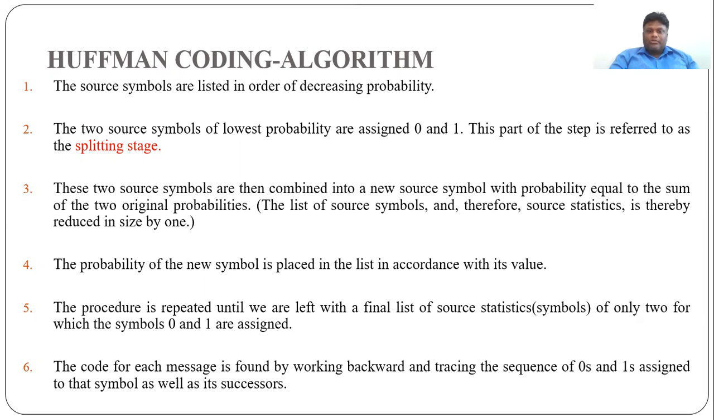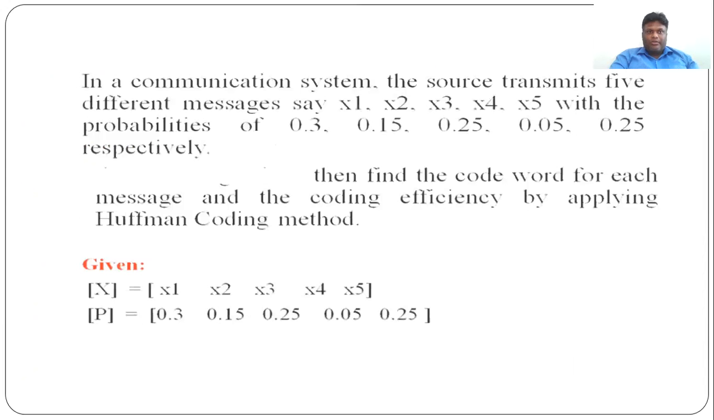For all these you will have a code word, and these code words can be traced using the backward approach. You have to trace the code word using the forward approach method, and you have to write the code word in the backward approach. That we will see in this problem. So let us go into the problem.